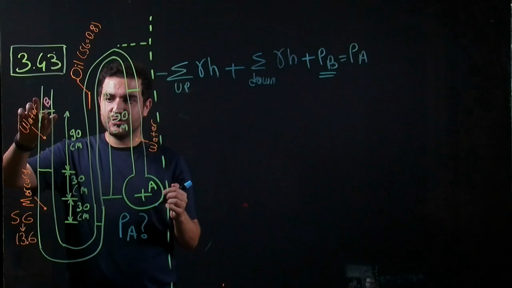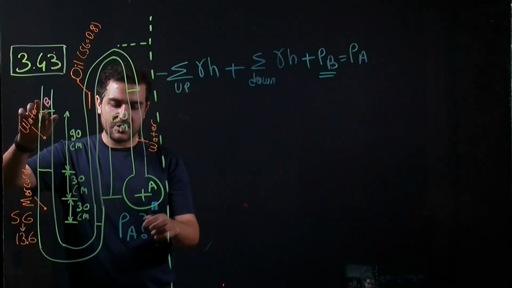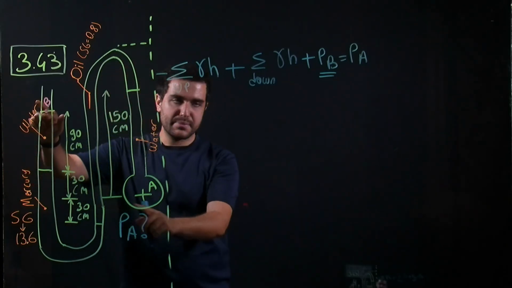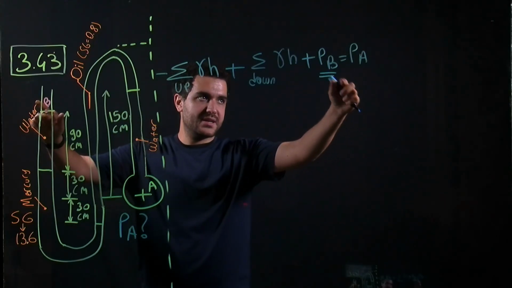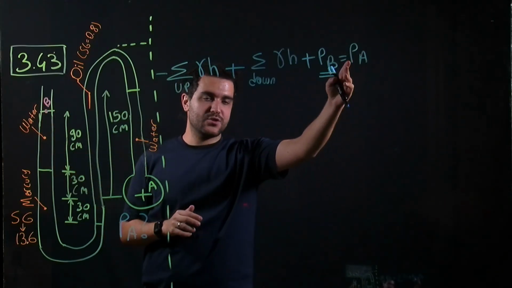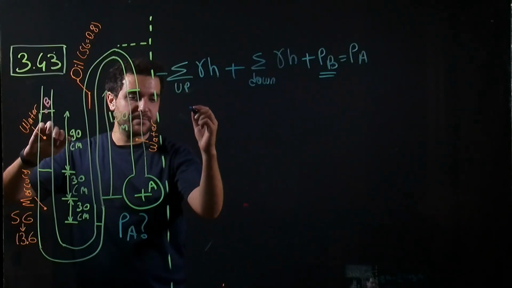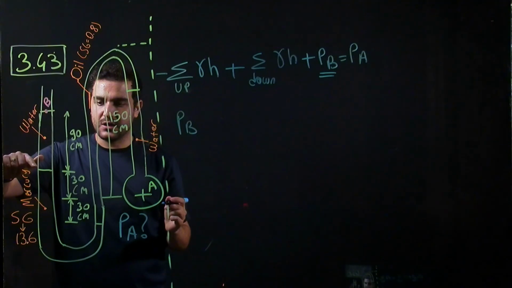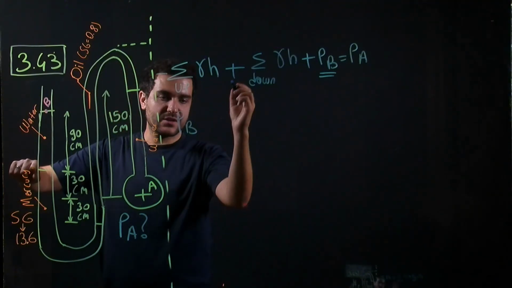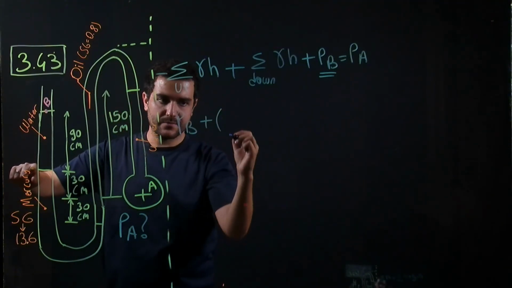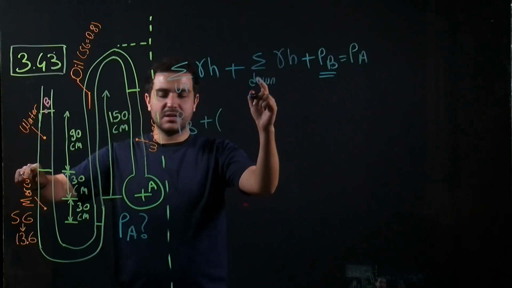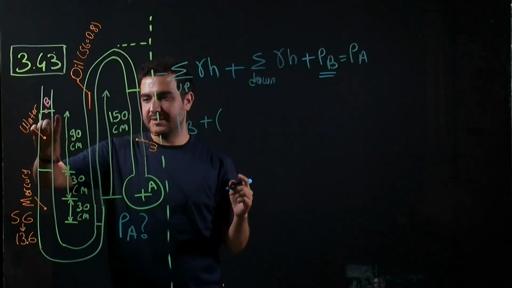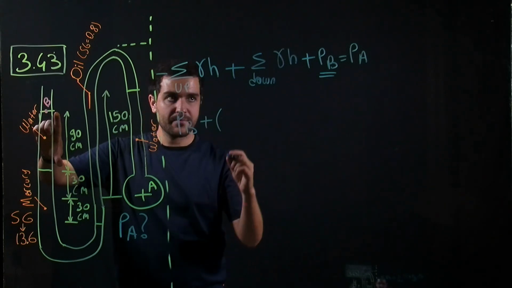So let's say we are starting from B, because eventually we want to find PA, so that we can write PA on the other side of the equation. So let's say we have PB, and now we are going down. Since we are going down, we will have positive value. And here we need to find the pressure of that water section.